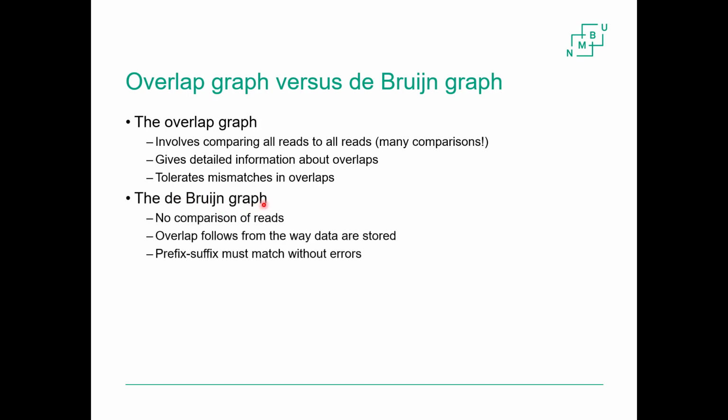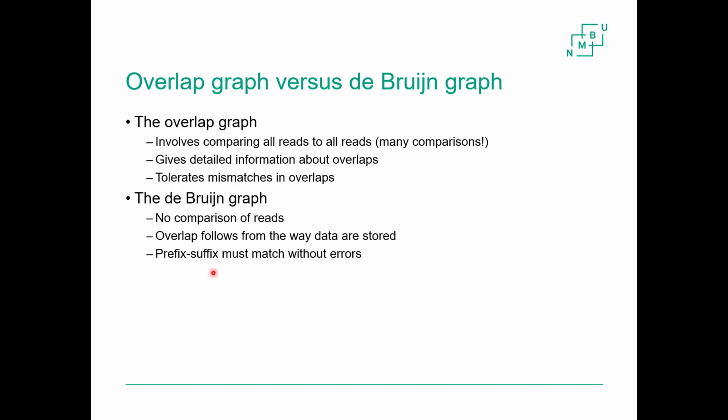While the De Bruijn graph idea is much faster, especially when you have many reads, because you don't need to compare them to each other. Overlaps follow by the way the data are stored. So we have no separate information about overlaps, but it's only the nodes that follow the nodes that indicate overlaps here. Of course, the prefix and suffix must match without errors. So having a sequencing error will affect this way of building a graph very much.